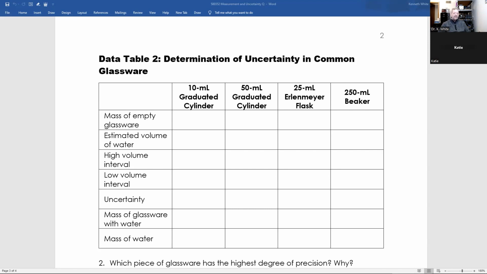Oh, by the way, for determining deviation for part 1, here's the formula you'll use. Now, in activity 2, you'll take your balance and place the 10 milliliter graduate on it. Place the 10 milliliter on the balance and record the mass. Remove it, and then you'll put in water.